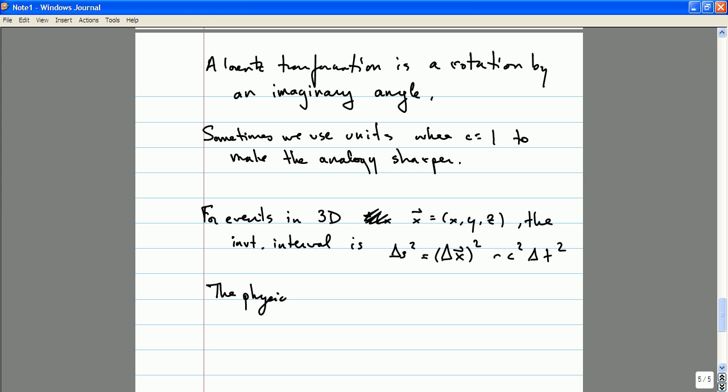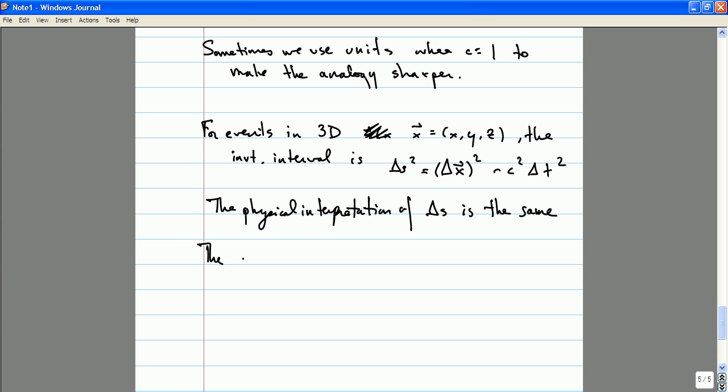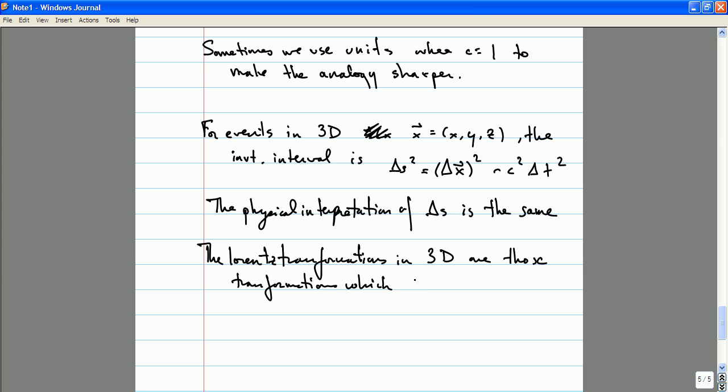of delta s is the same. So that, for example, if delta s is real, then the 2 events are space-like separated. If it's imaginary, the 2 events are time-like separated. And if it's 0, the 2 events can be connected by a light ray. And the Lorentz transformations in 3 spatial dimensions are now those transformations which leave delta s unchanged.